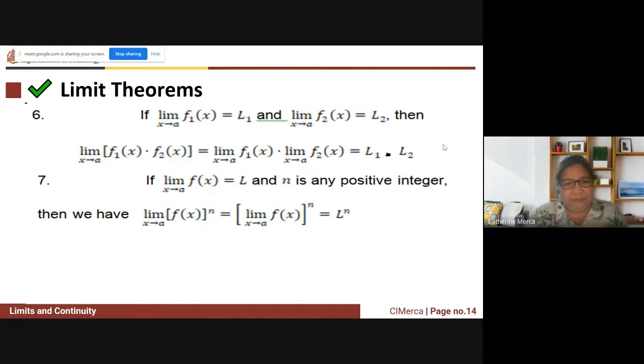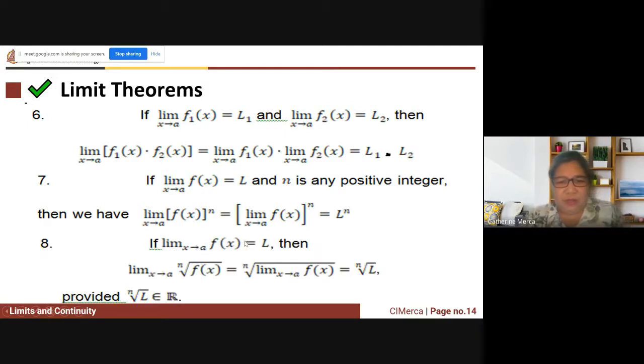Number 7. If limit of f of x is equal to L as x approaches a and n is any positive integer, then the limit of f of x raised to the n as x approaches a is, again, pwede na isulod ang limit. I-solve sa ang limit, then erase. So kung value sa limit diri sa function kay L, then erase lang po siya sa n value.